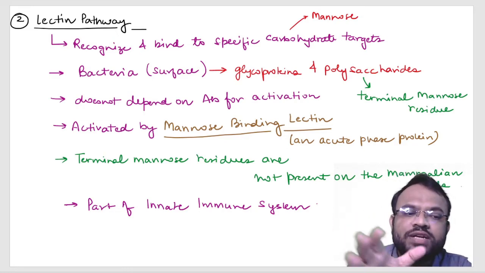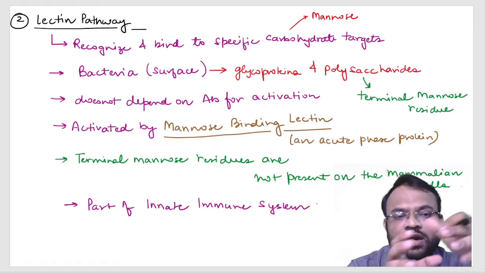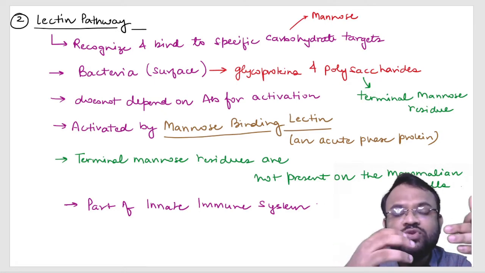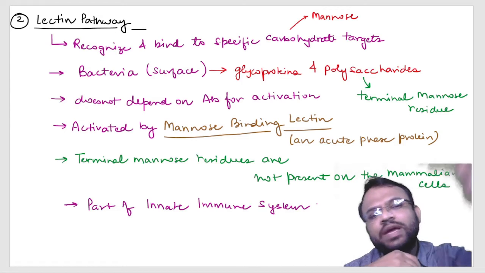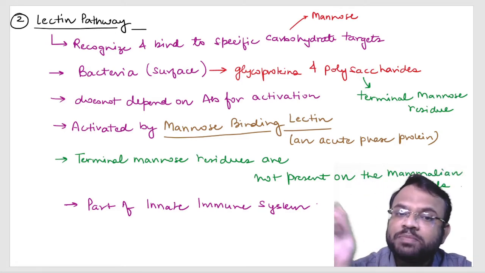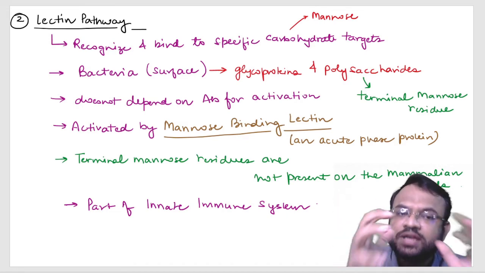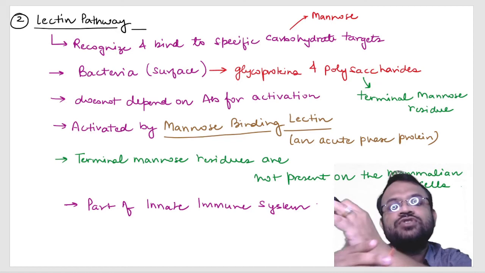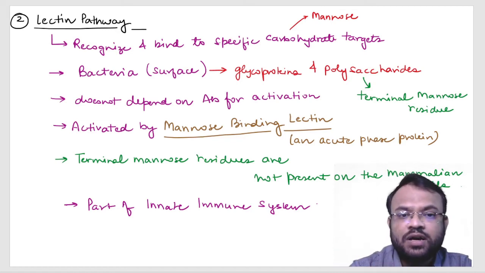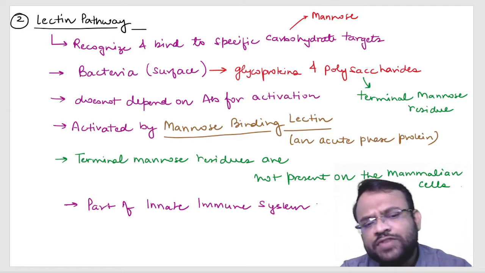I have already told you that this innate immune system is the part of your immune system that you are getting from the beginning. Okay, it is by birth. Since no adaptive immunity part is present over here, no antibody is present, no T cell is present, this lectin pathway is a part of the innate immune system. I believe this would be clear.